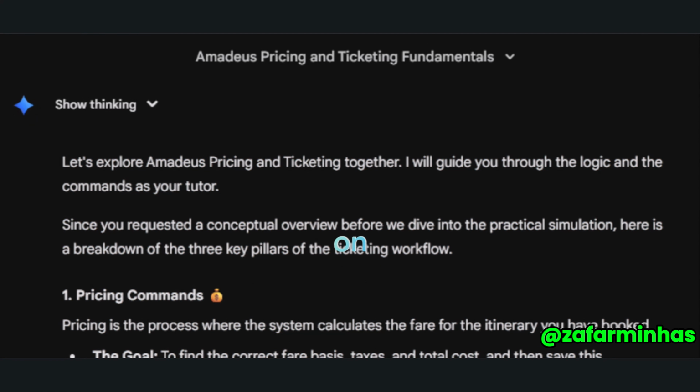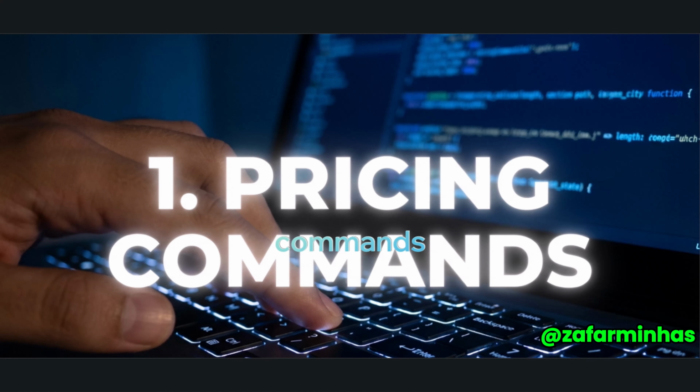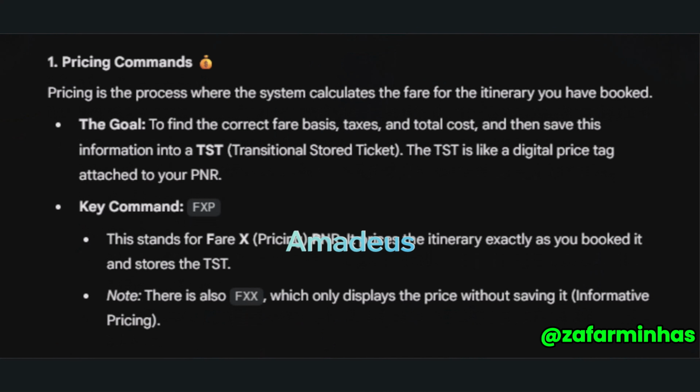Before we begin the hands-on simulation, we requested Gemini to provide a conceptual overview. Let's start by breaking down the three core components of the Amadeus ticketing workflow. First, pricing commands. Pricing is the step where Amadeus calculates the correct fare for the flights you have booked. Your objective here is to determine the correct fare basis, taxes, and total ticket value, and then store this information in a TST, which stands for Transitional Stored Ticket. You can think of the TST as the digital pricing record attached to your PNR.